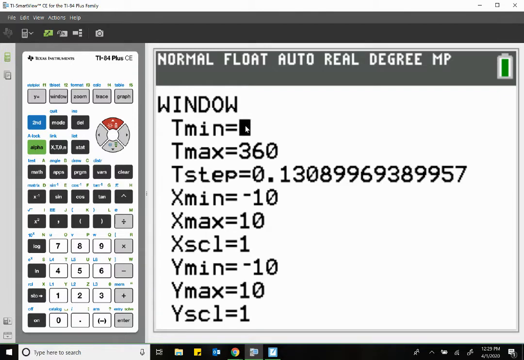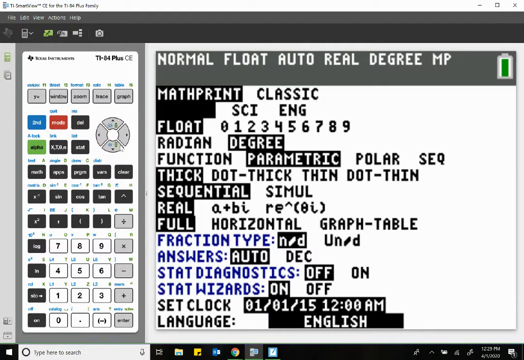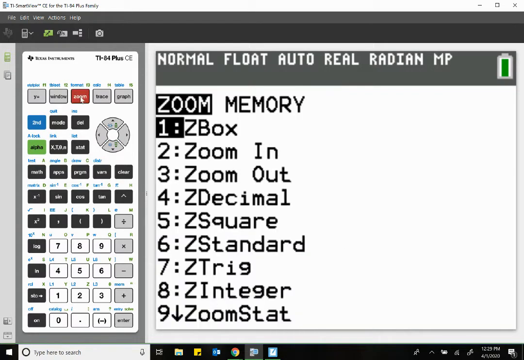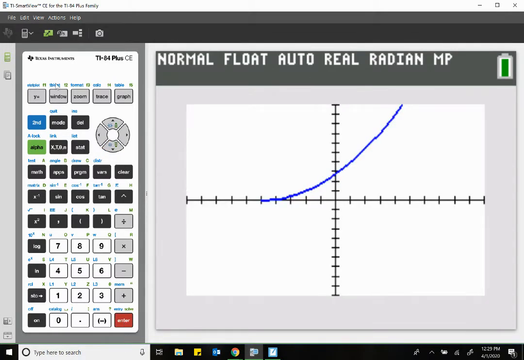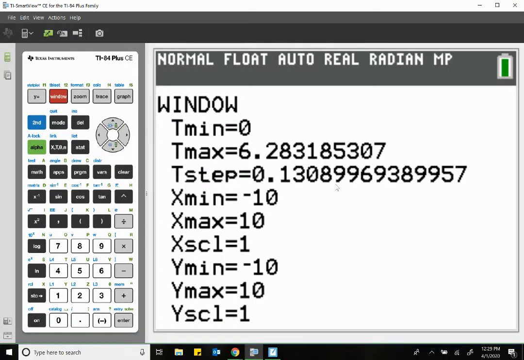Oh, I know why. Because my mode in this is in radians. That's the difference. On here, I'm in degrees. Let's change that to radians. Let's go to zoom standard. There we go. Now we're looking at it a little bit. Hey, there's that step that I was talking about.